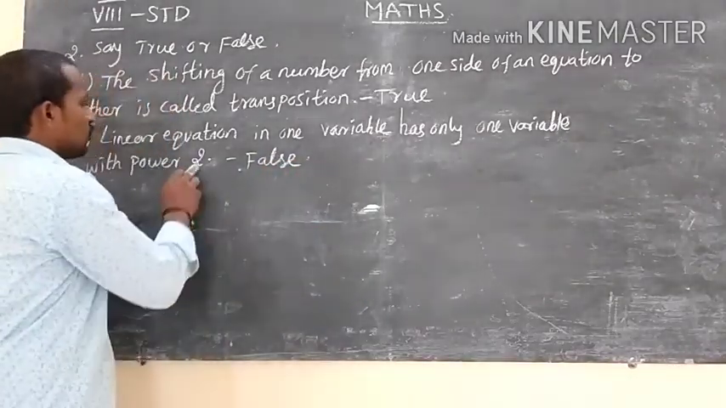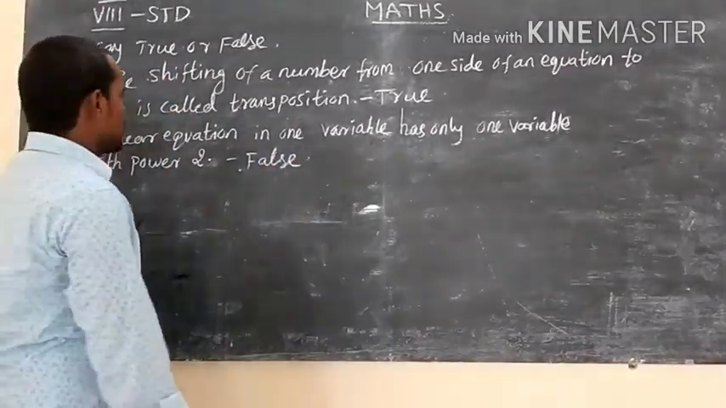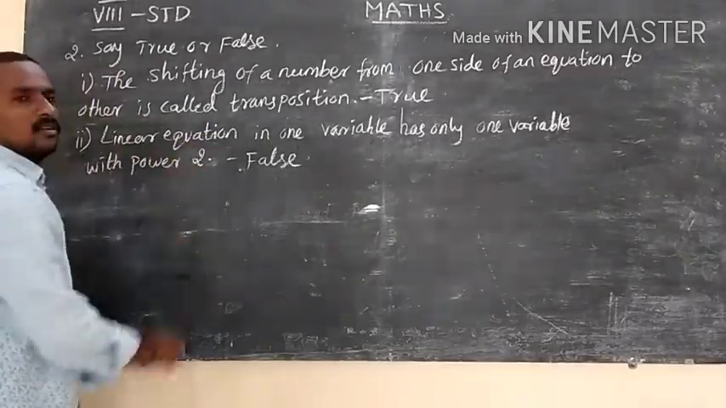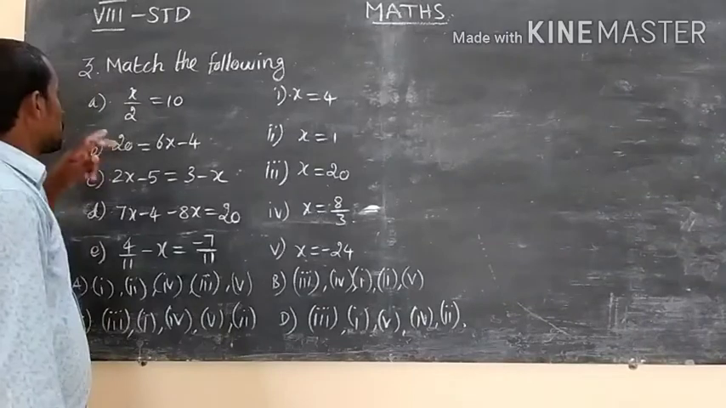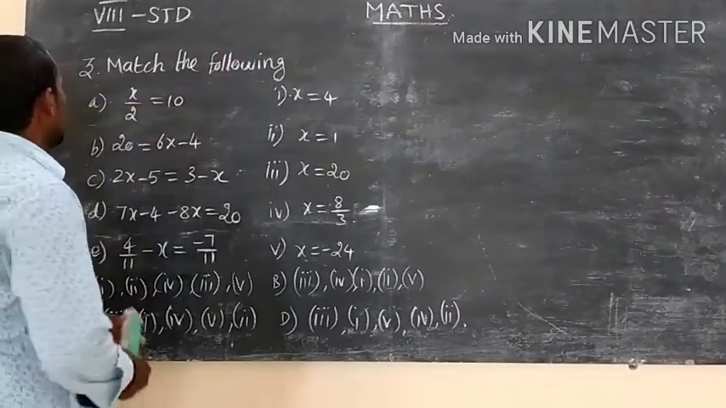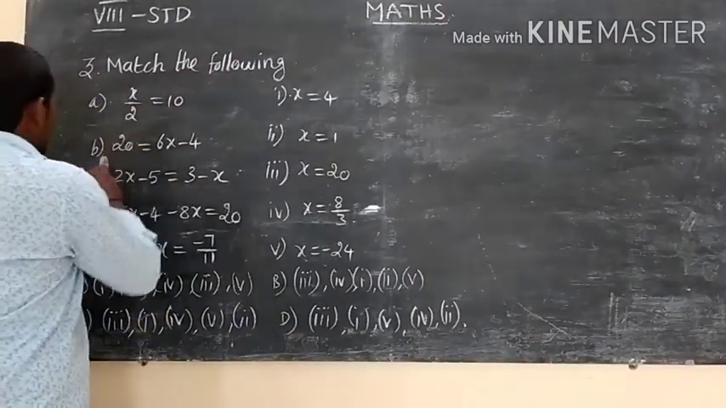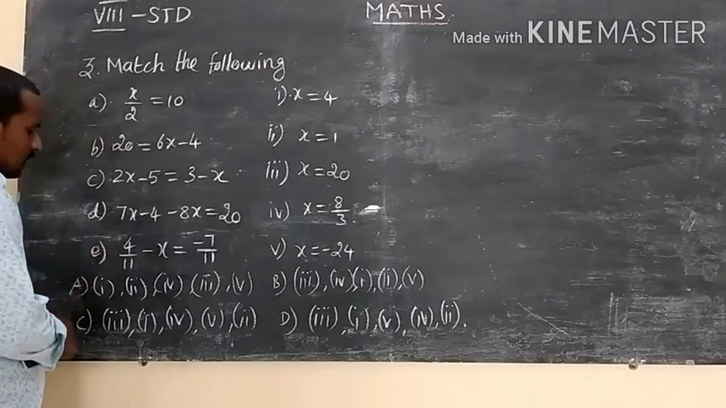Okay, so power 2 means it is a quadratic equation, not a linear equation. Okay, understood the true or false? Okay, next question. Match the following. Options A, B, C, D, E are given.